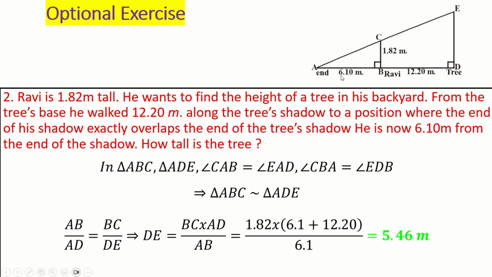So this is also given, and we know Ravi's height, and we know at what distance he is from the tree. So now, how tall is the tree? This is basically a simple question of similar triangles, right? CB by ED equals AB by AD, correct? So you substitute the values, you will get it. Next.